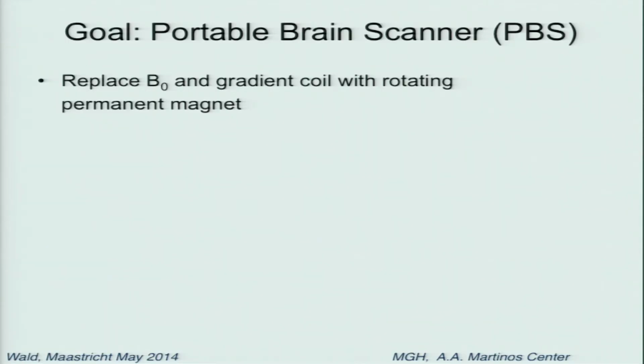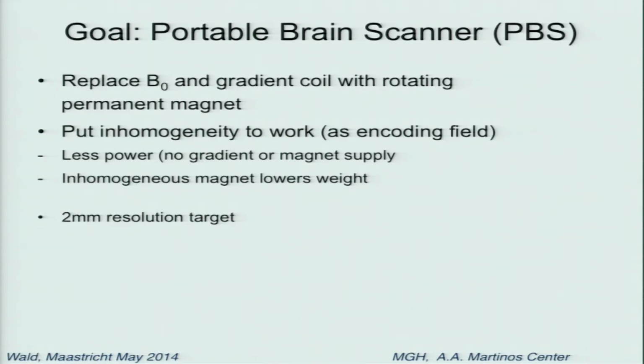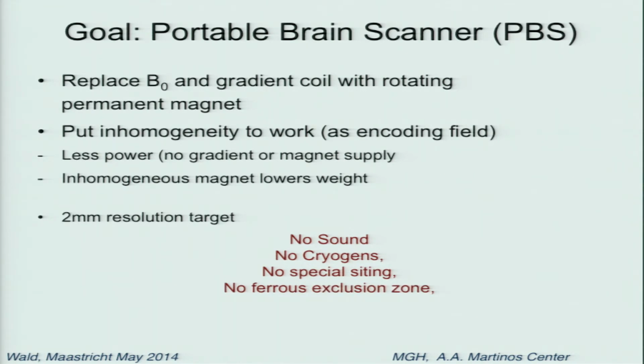So we wanted to replace the B0 and gradient coil with a rotating permanent magnet. So we want to put the inhomogeneity of the magnet, the lightweight magnet, to work and use it as an encoding field as it rotates around. So there's less power because there's no gradient or magnet power supply. It's inhomogeneous. It lowers the magnet weight. We want something like a 1 to 2 millimeter target resolution with nice thick slices, 5 millimeter slices. No sound, no cryogens, no special siting, no ferrous exclusion zone.